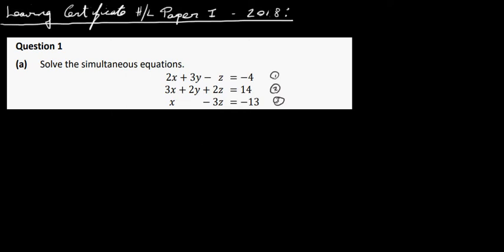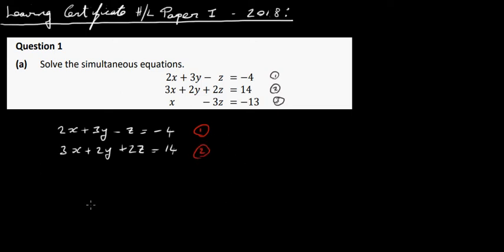So I'm just going to take equations 1 and 2 first. Let's take equation 1, which is 2x plus 3y minus z equals minus 4. That's equation 1. Now let's take equation 2 then. That's 3x plus 2y plus 2z, and that's equal to 14. That's equation 2. Now I'm going to put these two together. I'm going to try to eliminate y.